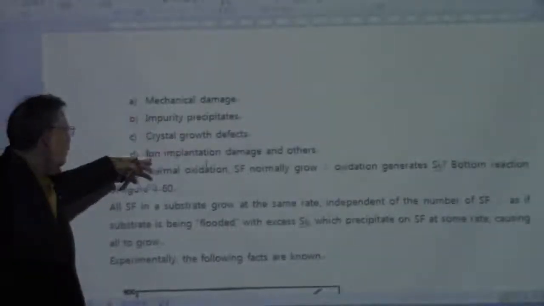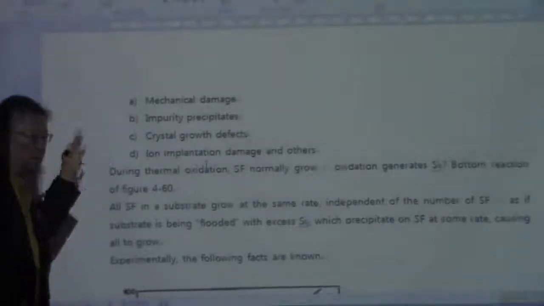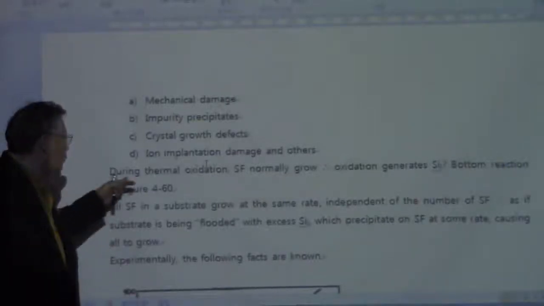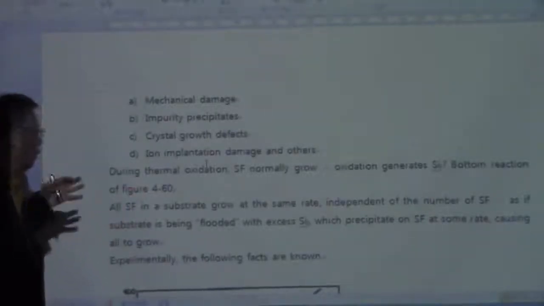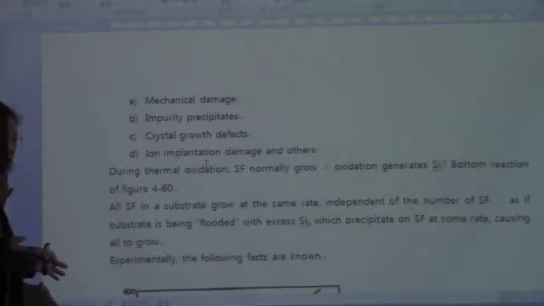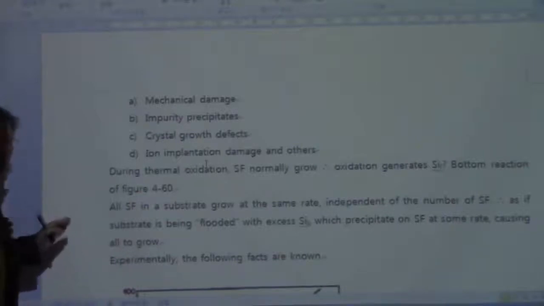And silicon stacking faults can be nucleated by mechanical damage, impurity precipitates, crystal growth defects, implantation damage, and things like that. Of course, we are talking about the perfect single crystal, otherwise. Okay? And during thermal oxidation, stacking fault normally grows, and we want to understand why the stacking faults can grow. If you have a situation like a stacking fault growth, then it is not good news for you. We have some fault which is growing.